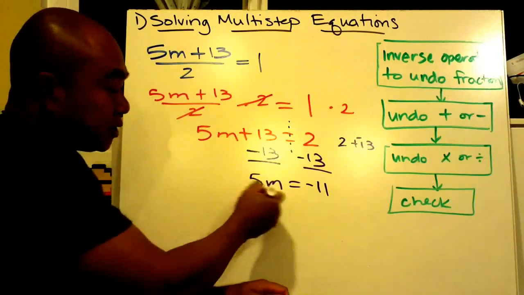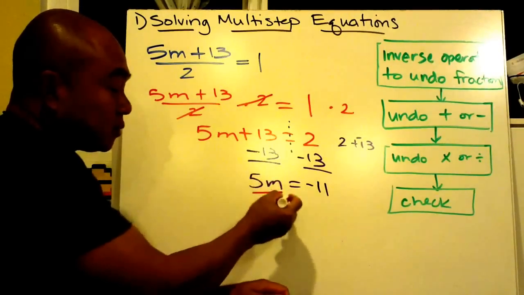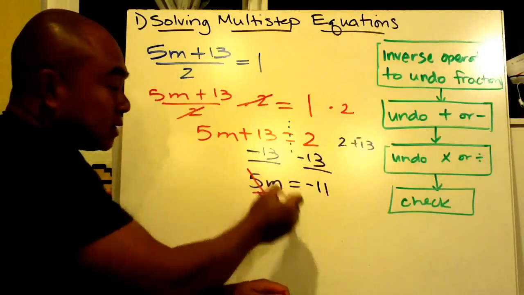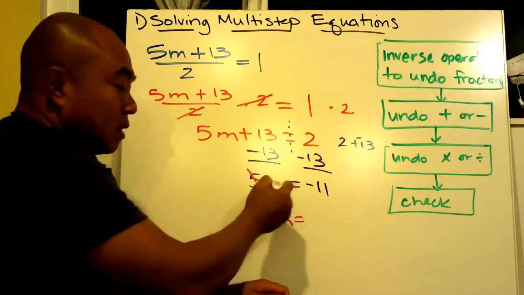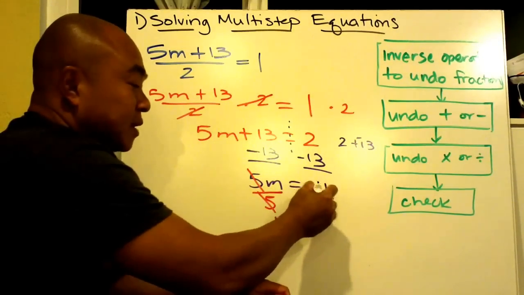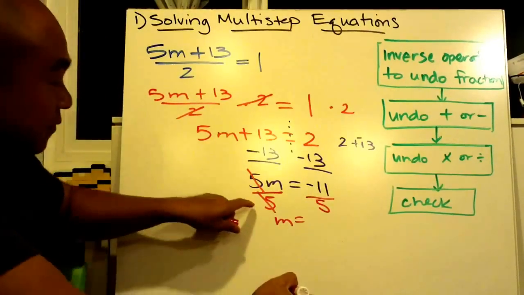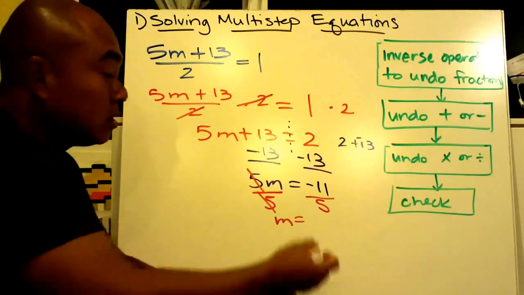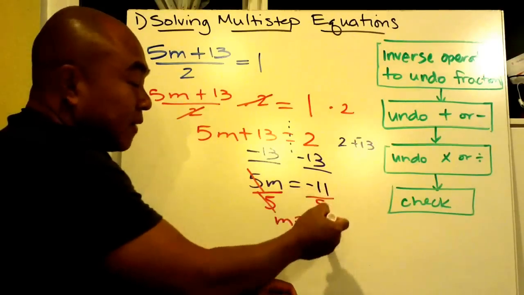because that's multiplication. I'm going to undo the operation of multiplying by dividing by 5. This and this becomes 1. 1 times m leaves me with m. This side I also have to divide by 5 because of that property of equality. If you divide here by 5, on the other side of the equal sign you're going to have to divide by 5 as well. So negative 11 divided by 5.